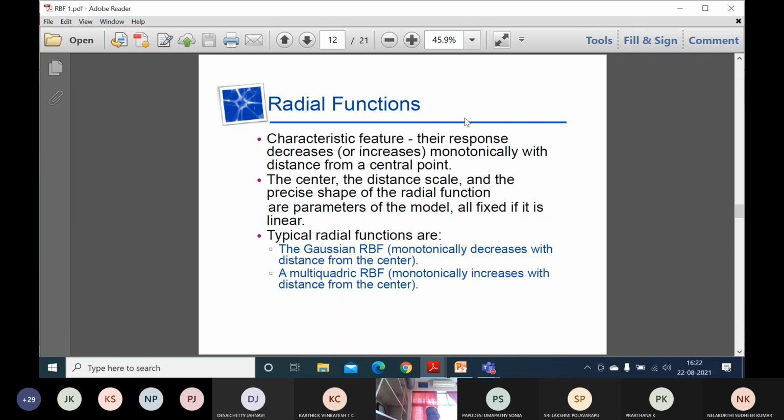The center, the distance scale, and the precise shape of the radial basis function are all parameters of the model. All are fixed here, and it is considered to be linear in nature. So what are all considered to be linear in nature? The center point is fixed, the distance scale is also fixed, and the shape of the function is also fixed. So we consider all these parameters are fixed and linear in nature.